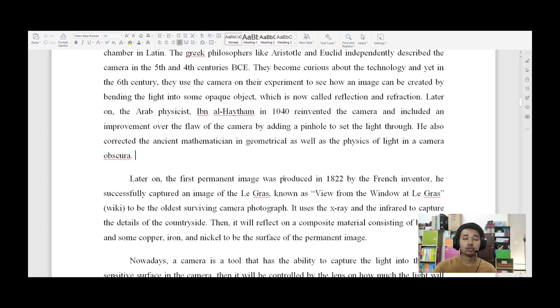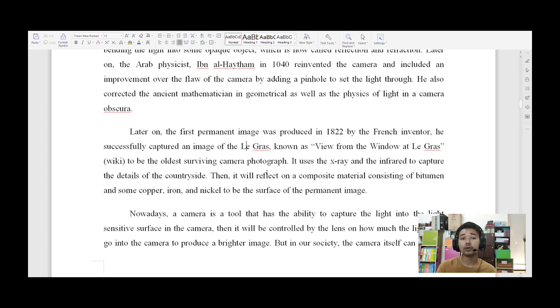Later on, the first permanent image was produced in 1820 by a French inventor. The photo was well known as View from the Window at Le Gras, the oldest surviving photo, because back then a photo was temporary. It's like when you shine a light through, you get the photo, but when you stop the light, there's nothing. The first permanent photo used an opaque surface made of bitumen, some iron, some copper, some nickel, as the surface to capture a permanent image.